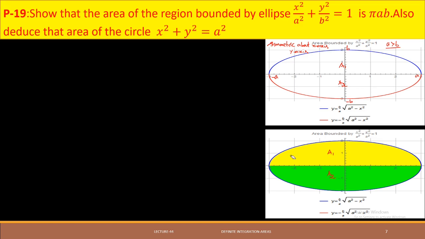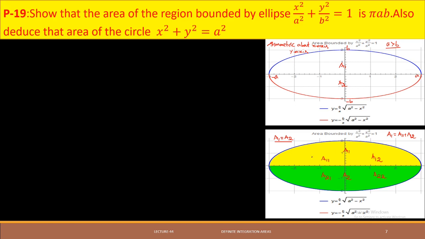So here area A1 is equal to area A2, and further because of the symmetry A1 is divided into, let us say, A11 plus A12. So let me write this here. This is A1. Let me write it as A11 and A12. This is A2. This is A21 and A22.